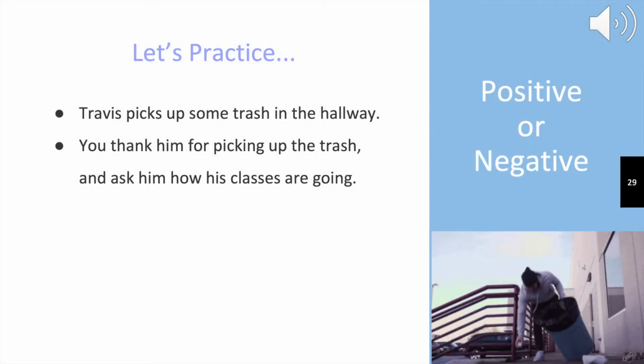Travis picks up some trash in the hallway. You thank him for picking up trash and ask him how his classes are going. Is this a positive or a negative interaction? Ask yourself, did Travis get attention while engaging in a positive behavior or a negative behavior?